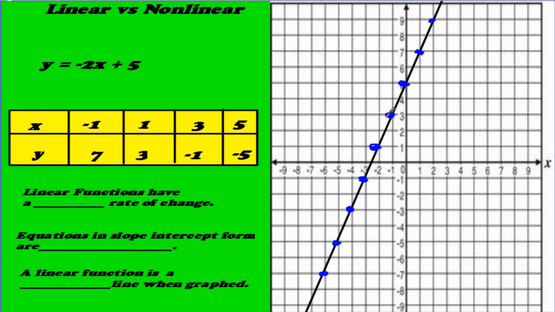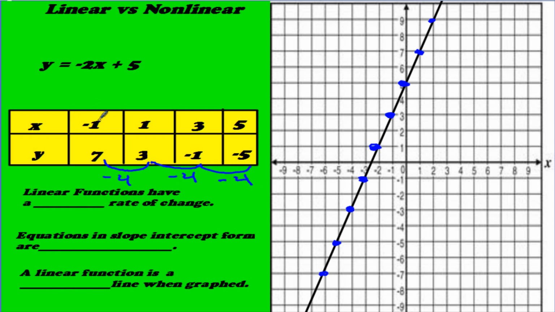And here's why. If I want to find whether this is going to be a linear function or not, if I have a table, I can look at the rate. For example, 7 to 3, I'm subtracting 4. 3 to negative 1, I'm subtracting 4. Negative 1 to negative 5, the difference again is negative 4. And if you notice on this one, it stays the same.